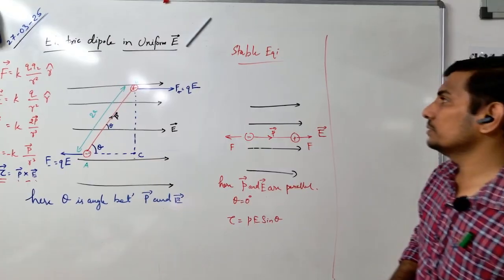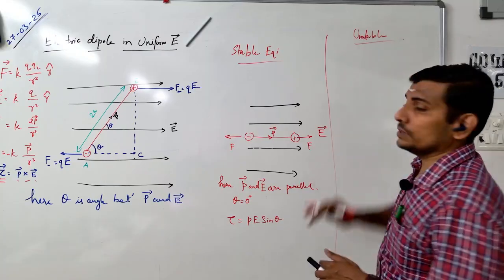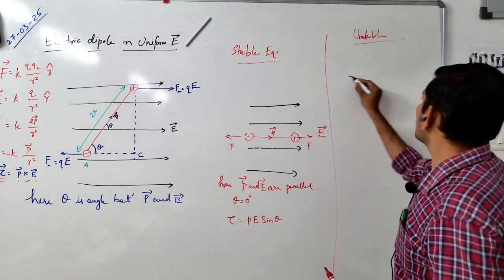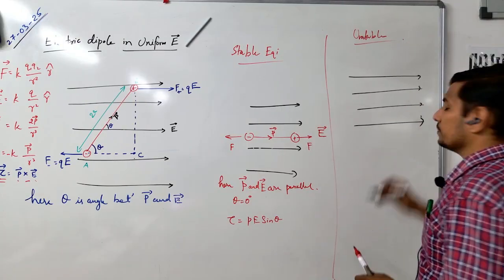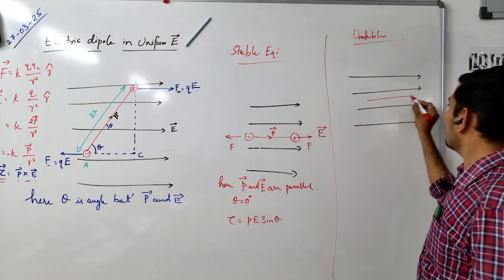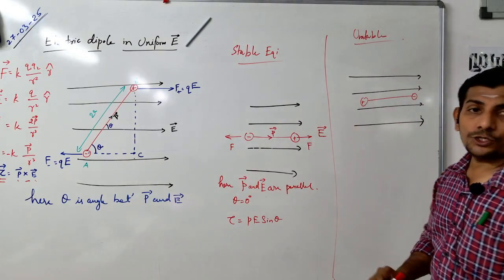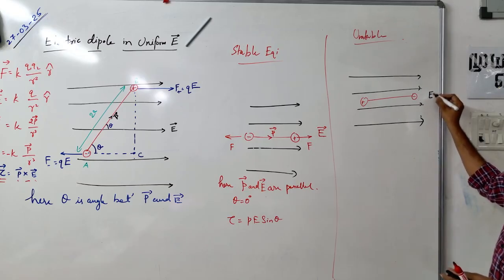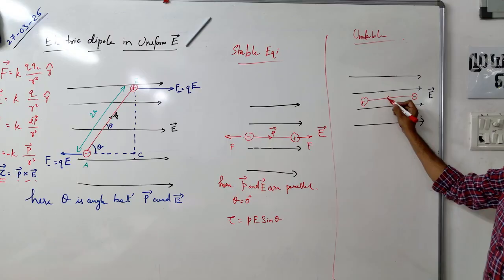Stable equilibrium condition. Now let's write the unstable equilibrium condition. As usual, you can imagine an electric field, but this time we have the plus charge here and the minus charge here. So the direction of the electric field and the direction of the dipole moment are opposite.